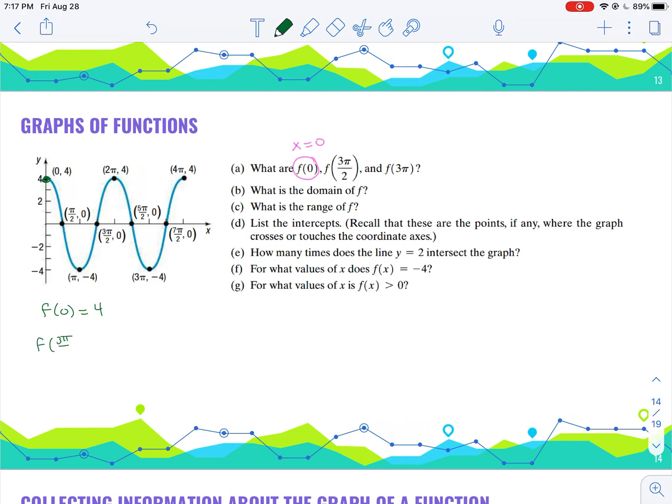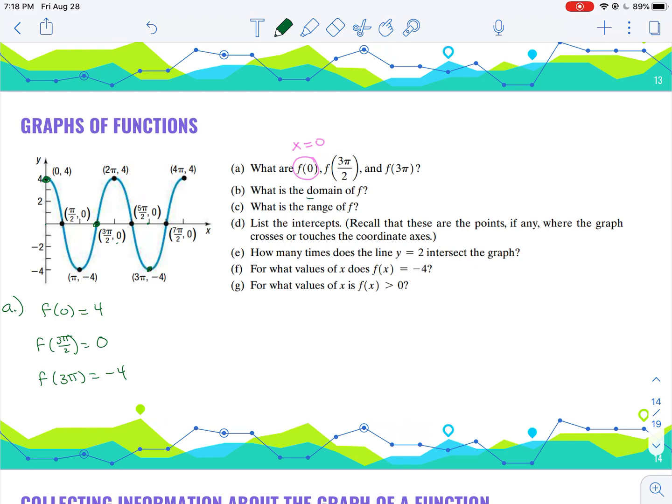F at 3 pi over 2, we're going to go to 3 pi over 2 on the graph, which is right here. The height of the graph there is 0. The f at 3 pi, we're going to go to 3 pi on the graph. So 3 pi is right here. And the height of the graph there is negative 4.